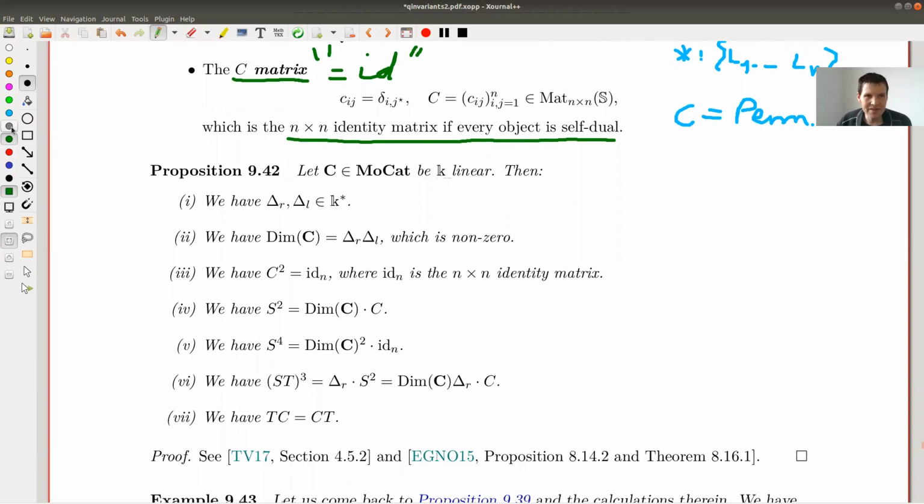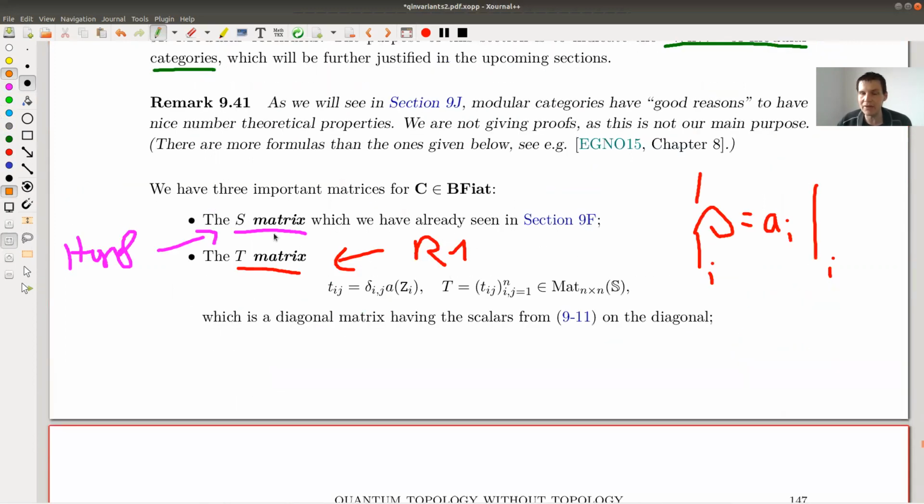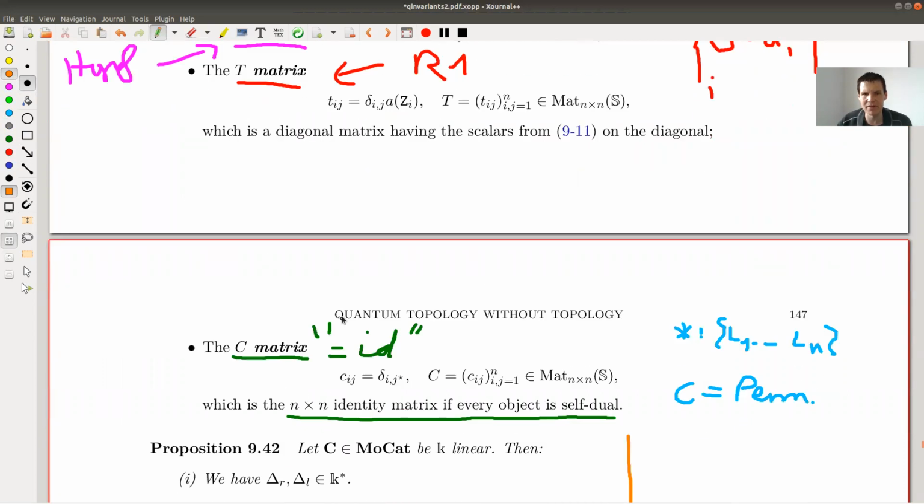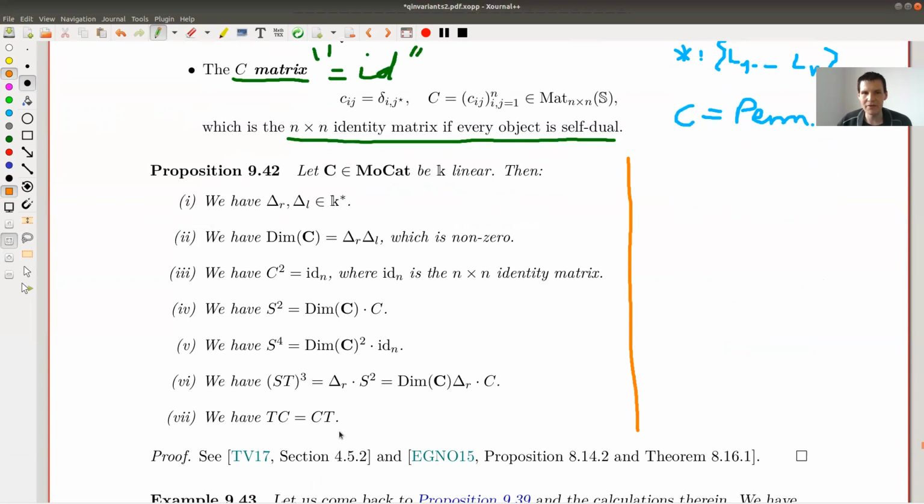And the funny thing is, you get a lot of funny formulas involving those matrices. Very strange. You just write them down. They don't seem to be related at all because this is the Hopf link, this is Reidemeister 1, this is the duality between the simple objects. And you write down formulas like this: S to the fourth is dimension of C squared times the identity, while S squared is dimension of C times the permutation matrix.